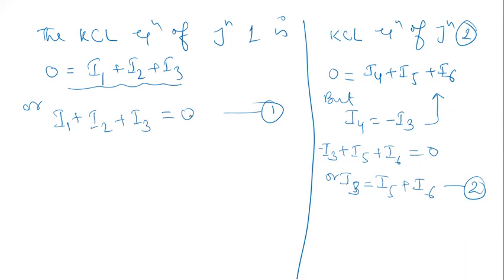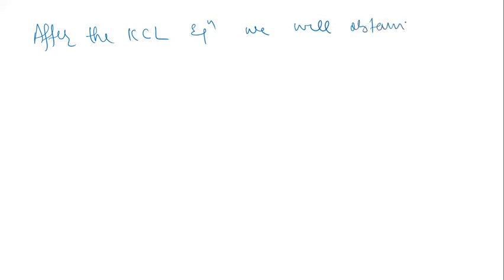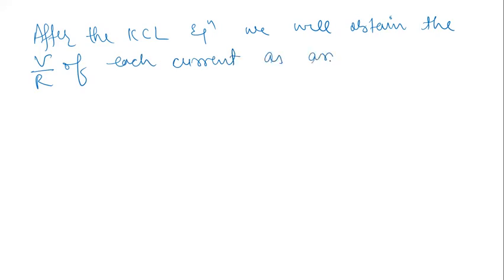Okay. Now in the next step, what we will do is, after the KCL equations, we will obtain the V by R of each current as assumed, right? So in that case, I1 is equal to, now how will we take I1?